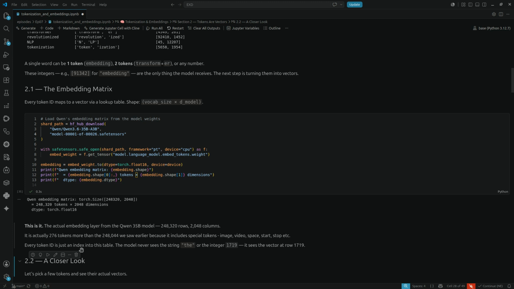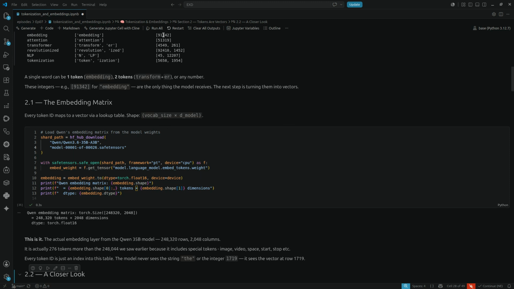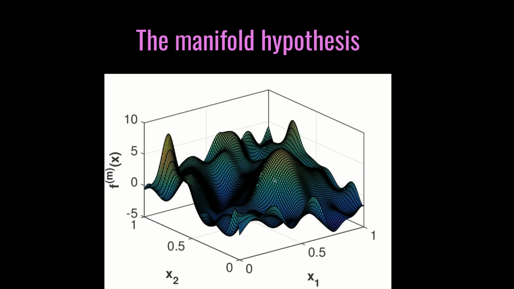Okay, so every token ID, 91342 for embedding, for example, is just an index onto this table. The model can just look it up and pull the point on this crazy structure inside its brain and say, that's what you mean. You don't mean embedding, you mean this point over here. Okay, that's what's happening. Embedding is this point. Revolutionized, or revolution, is this point. Ized is this point. Teach is this point. That's what's happening inside.